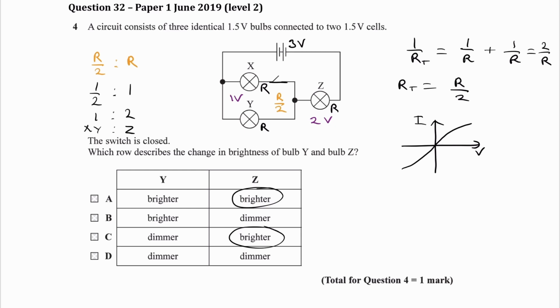Y used to get 1.5 volts, now it's getting 1 volt or less, and so it will now be dimmer. For the same reasoning: less voltage, less current, less power. So our answer will therefore be C.